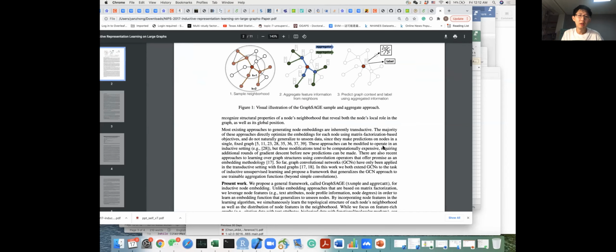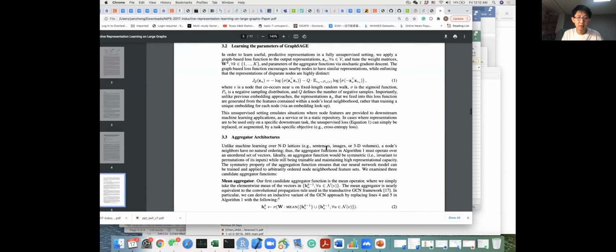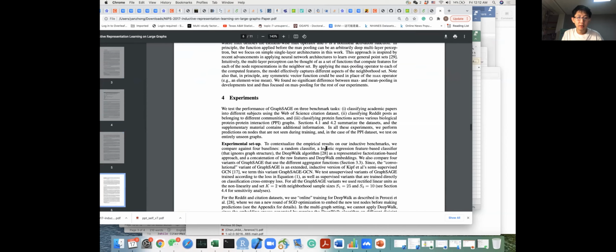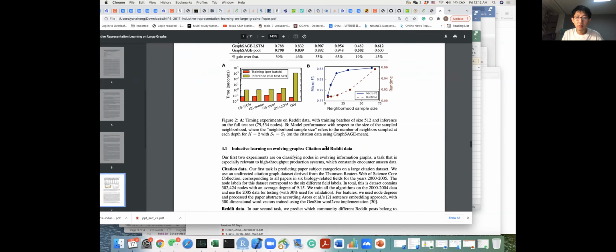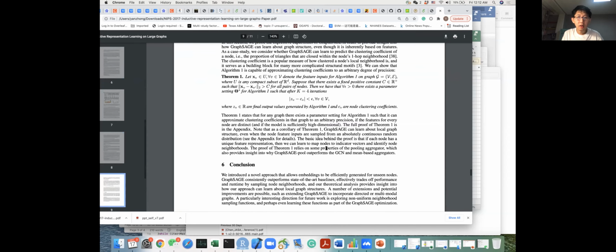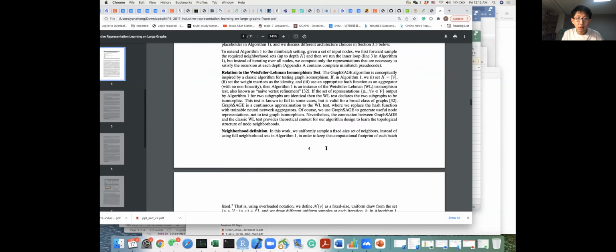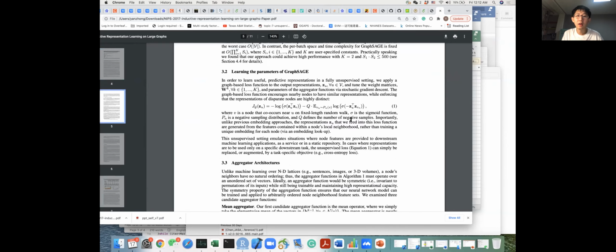I think this is the unsupervised study of it. So learning the, yeah, here. So this is the unsupervised setting. In the unsupervised setting, he wants to recover the original adjacency matrix. Yeah, so he built this loss function.